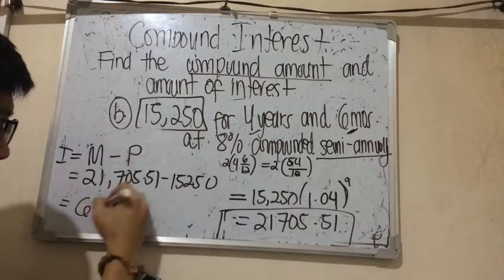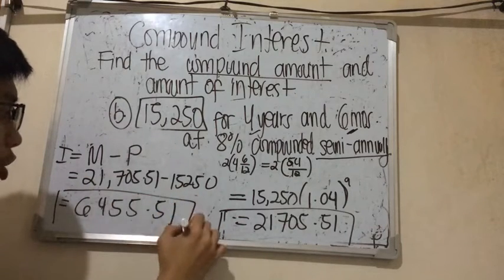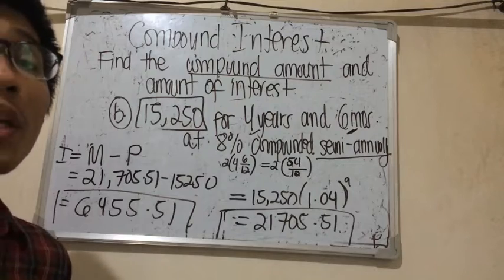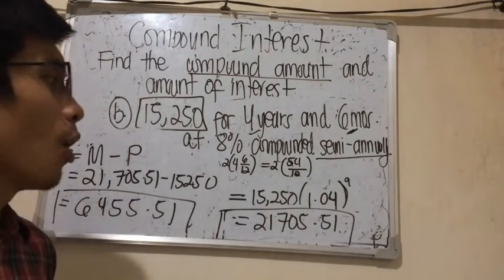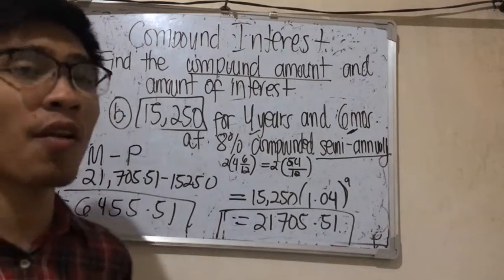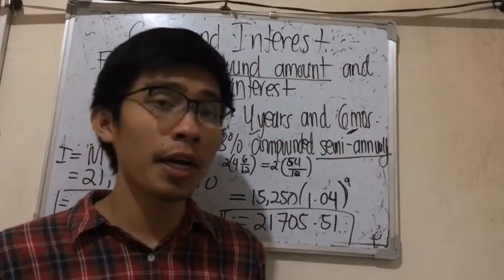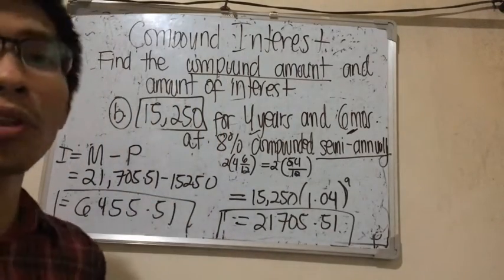That is 6,455.51. In short, 6,455.51 is the amount of interest added to the money that I borrowed, 15,250, for me to pay 21,705.51 as the compound amount or the maturity value. That's how compound interest works.